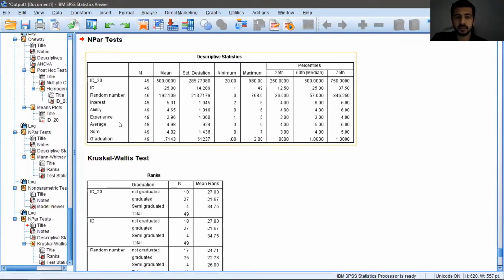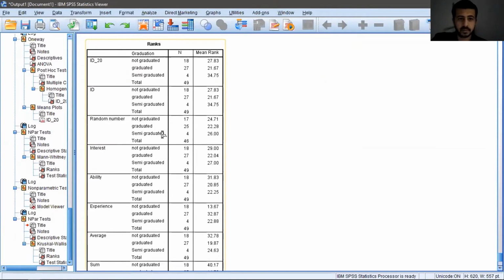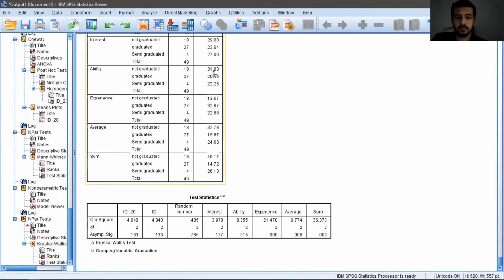First, the descriptive statistics of each one of the 7 or 8 variables. Then, for each one of them, they distributed them to the 3 groups, the number, the mean rank. We do not need that table. What we need is this. Where is the significance for each one of our variables?